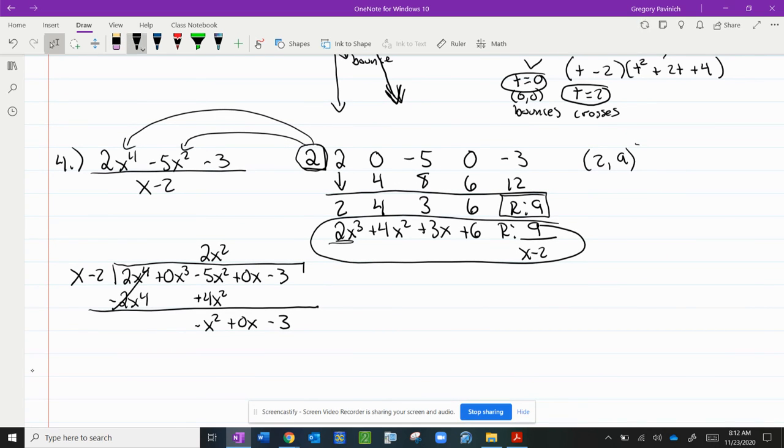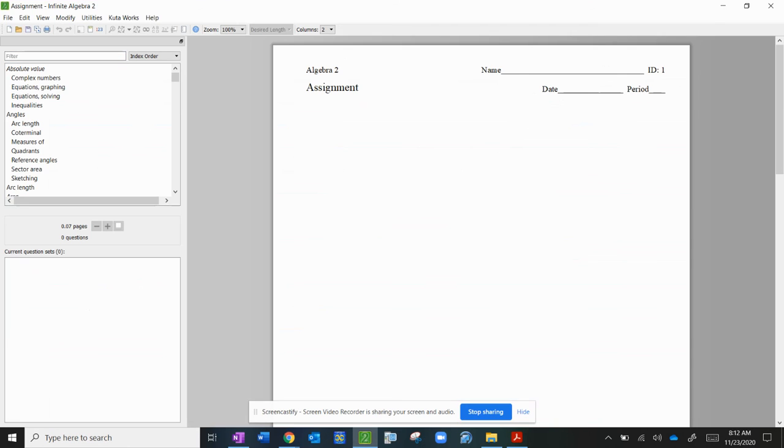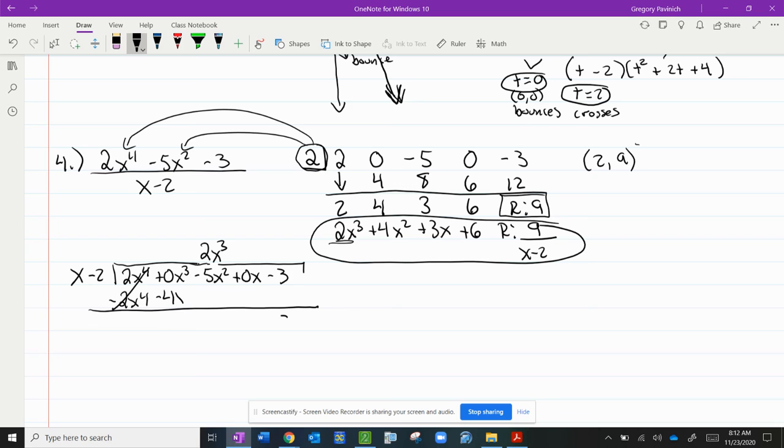Oh, I misread that one. So let me backtrack. I multiplied by the right one, right? So 2x to the 4th. Now this one gets me negative 4x cubed. Sorry about that. And I would have to change my sign. There we go. Probably watching, wondering why I did that.